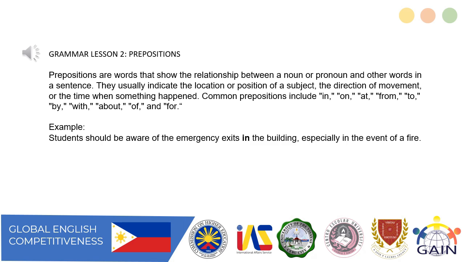At this point, let us now talk about prepositions. These are words that show the relationship between a noun or pronoun and other words in a sentence. They usually indicate the location or position of a subject, the direction of movement, or the time when something happened. Common prepositions include in, on, at, from, to, by, with, about, of, and for.